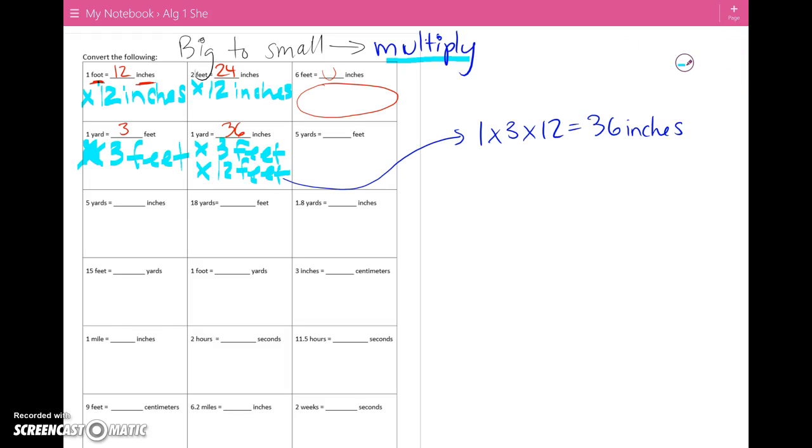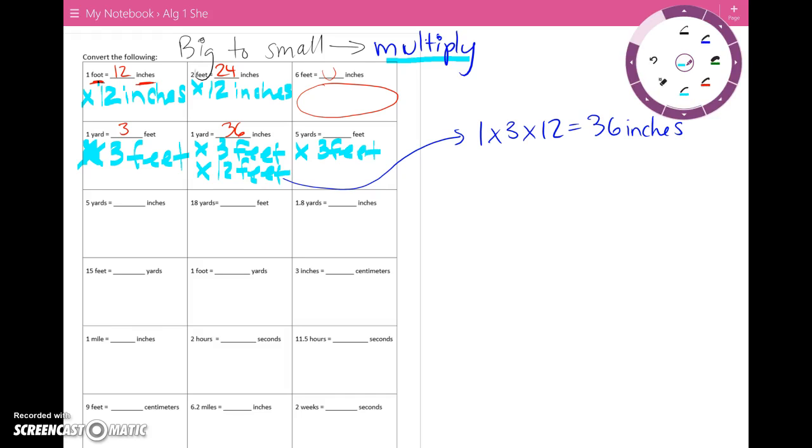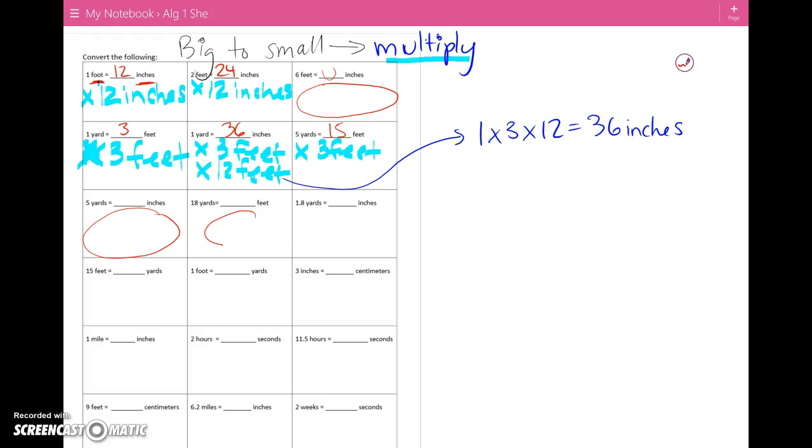Let's go ahead and do the next one. Now this one, we're only going from yards to feet. So from yards to feet, I know that there's 3 feet in 1 yard. So I have to multiply it times 3 feet. So it's just simply 5 times 3, which is 15 feet. Done. Okay? So now I want you guys to work on this one on your own and this one on your own. Okay, so go ahead and pause the video and work on that.